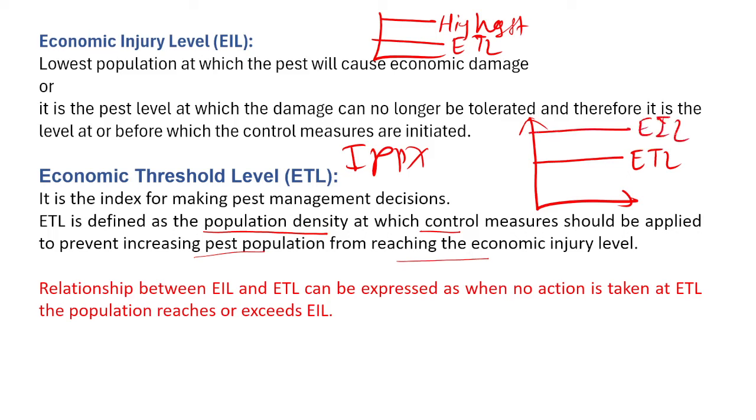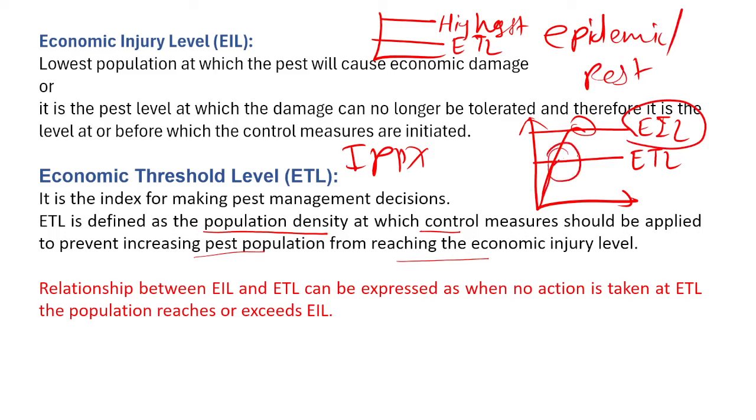As we earlier studied, EIL is the damage level when the epidemic occurs. When the epidemic or pest resurgence occurs, the pest goes above the economic injury level. But while the pest population density is increasing up to this point, it is the condition where we can use preventive measures like cultural control, mechanical control, physical control, or chemical control. It depends on the pest population level. From this point, we can prevent the pest and the pest population decreases.